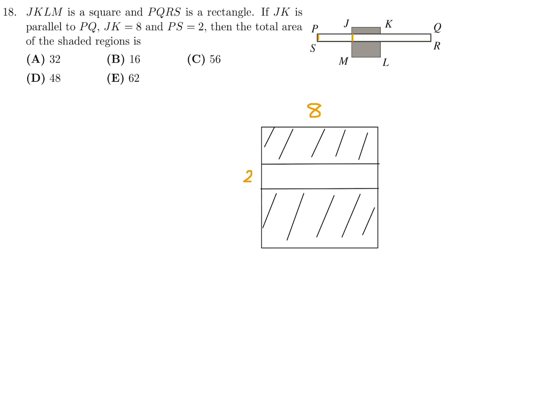Okay, so basically it's a scenario of the full square, which is 8 times 8, minus this little guy in here, which would be 8 times 2. So that's 64 minus 16, and that's 48 for the shaded region. And that's it. So number 18, the answer is D.